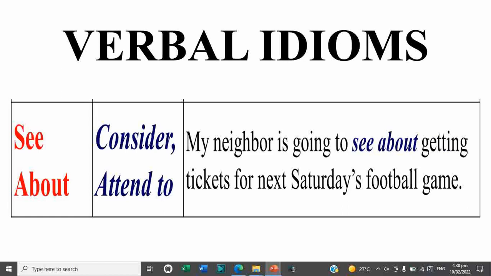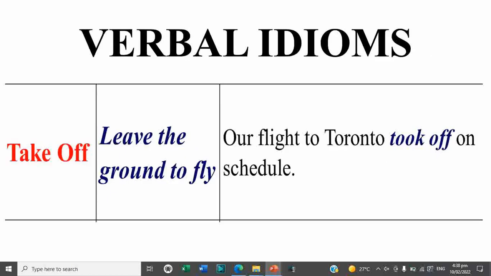Next, see about. It means consider or attend to. For example, my neighbor is going to see about getting tickets for next Saturday's football game. Next, take off means leave the ground to fly. For example, our flight to Toronto took off on schedule.